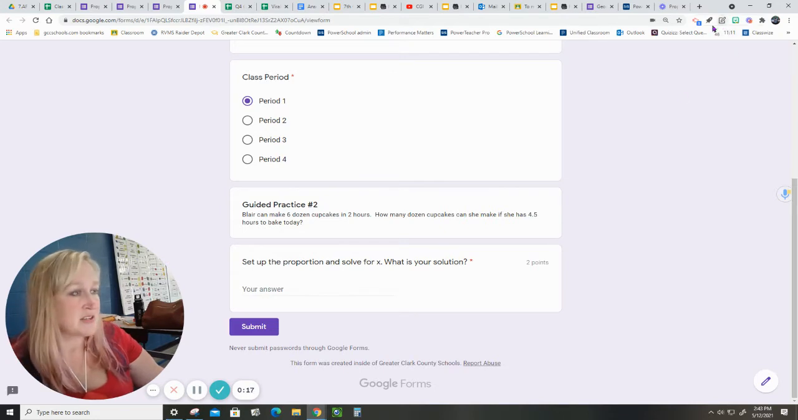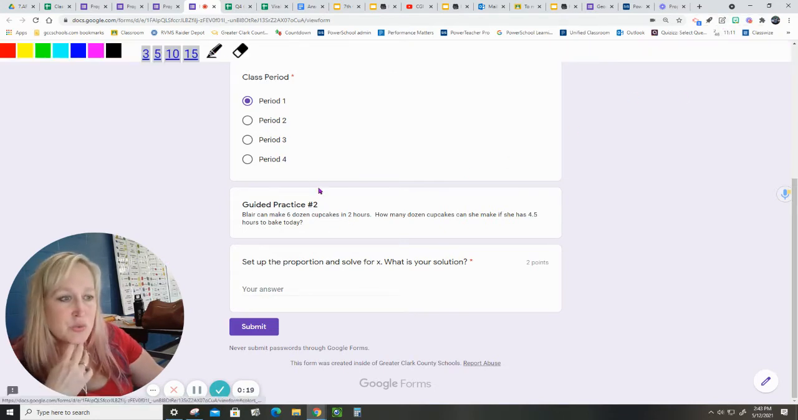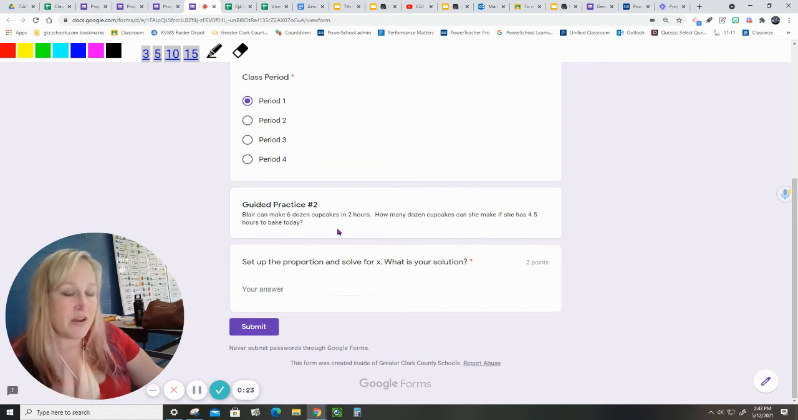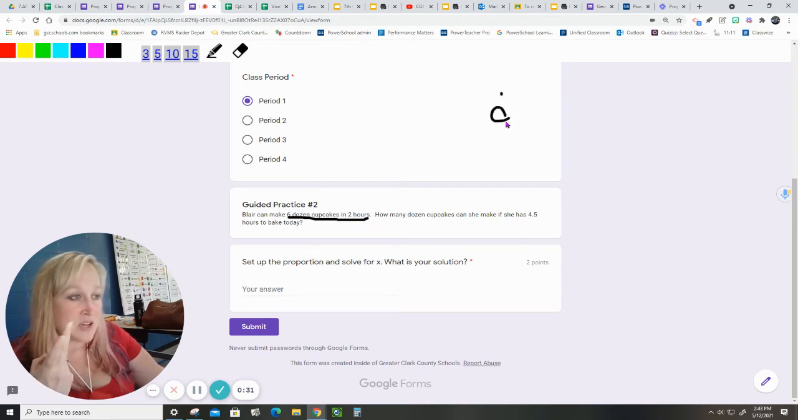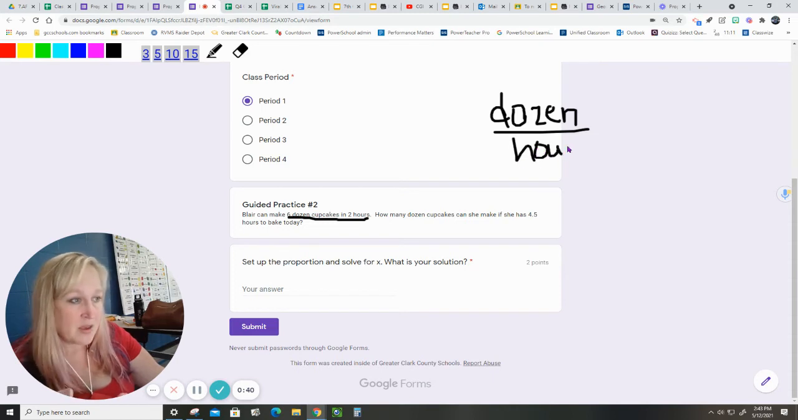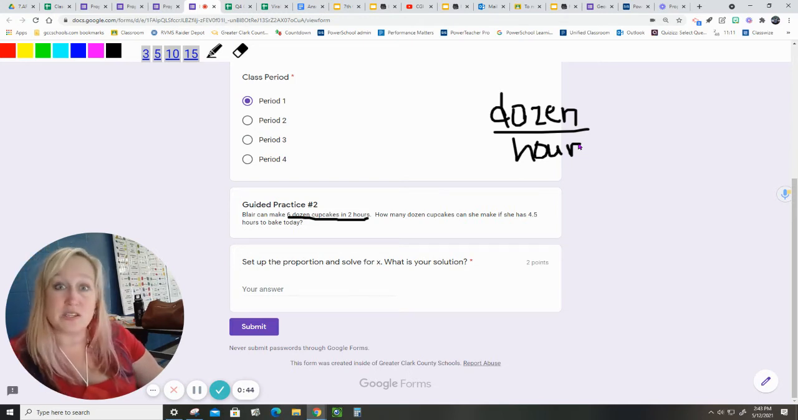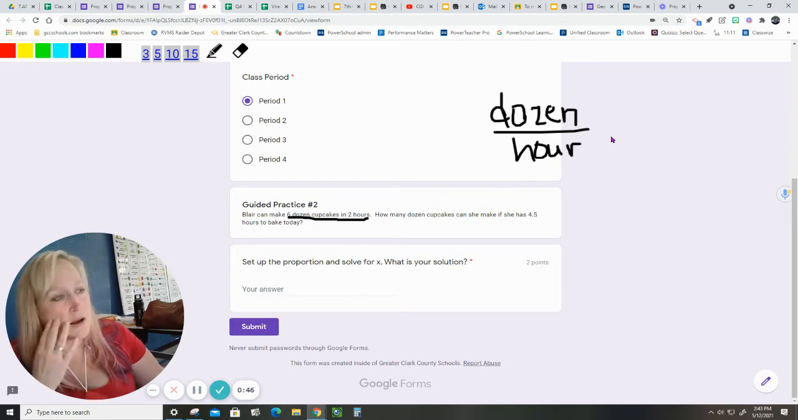Blair can make 6 dozen cupcakes in 2 hours. How many dozen cupcakes can she make if she has 4.5 hours to bake? So I'm going to look at this first sentence, and I'm going to determine the two things that are being compared. And it is cupcake dozens, pardon my writing, dozen per hour, okay? I can't write cupcakes per hour because a dozen cupcakes is 12. I'm really dealing with dozen cupcakes.